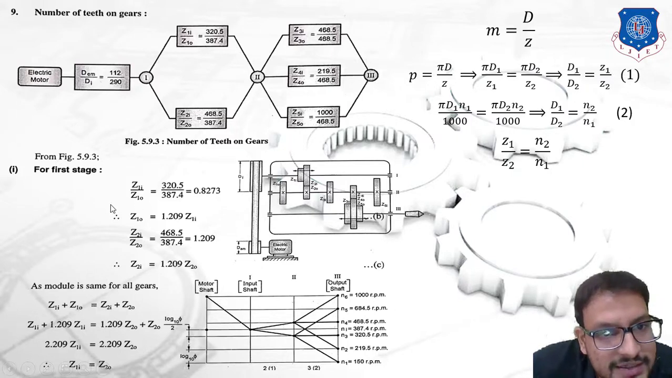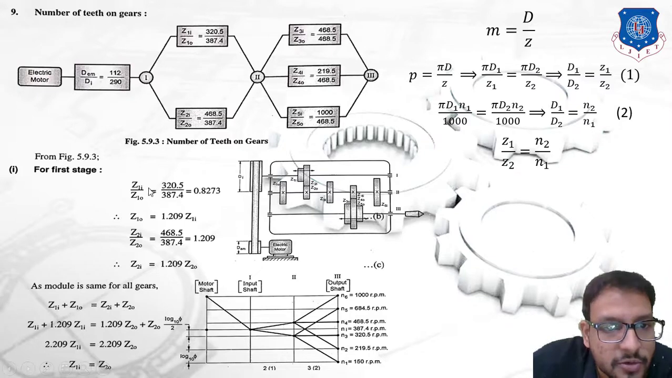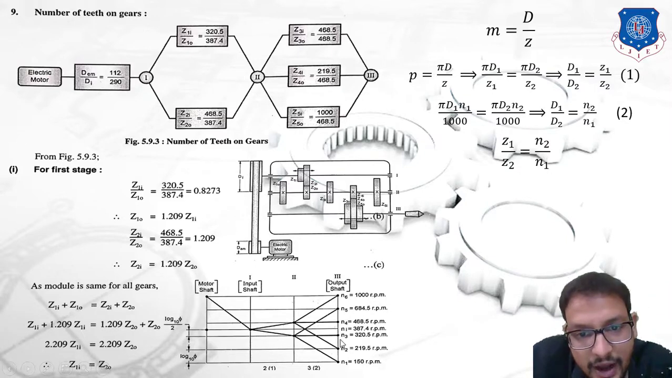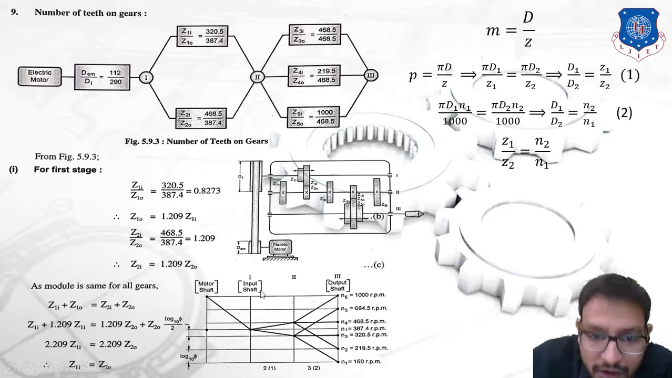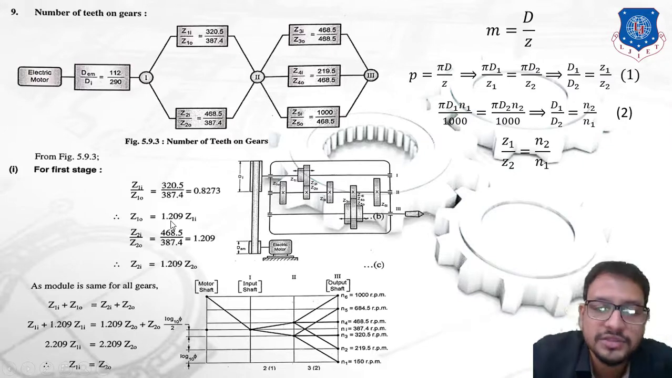Over here you can see that I have written the equation z1i upon z1o. Since it is a step down, you need to see the downward arrow for this. Corresponding to this, the speed is n3, that is 320.5 rpm. So I have written 320.5 rpm upon 387.4 rpm, where the initial speed is 387.4 rpm. So the relation we get is z1o is equal to 1.209 into z1i.